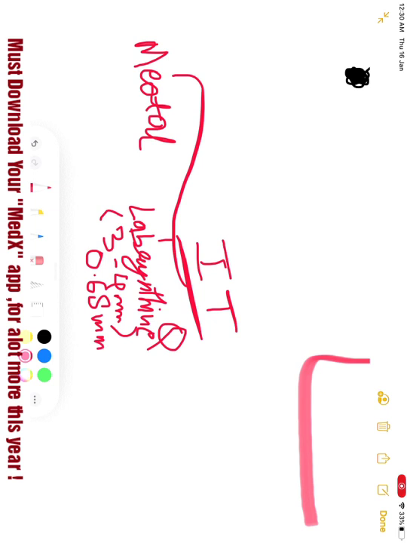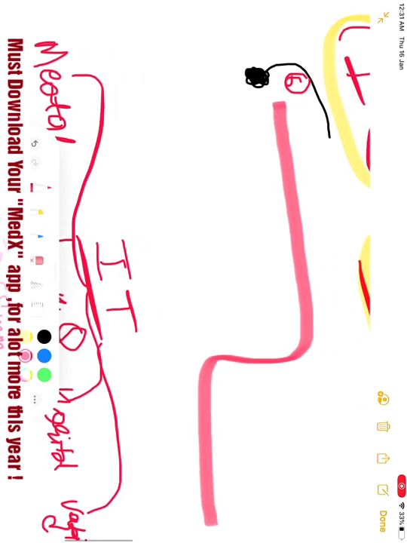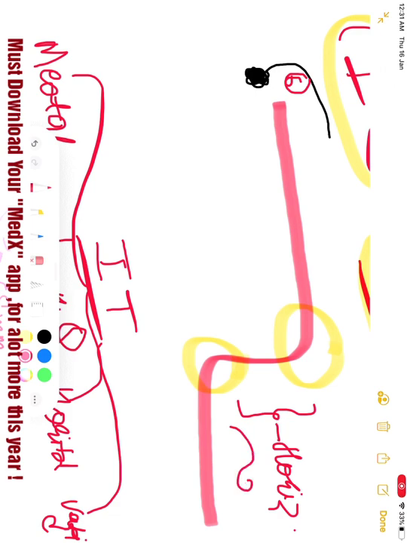So meatal, labyrinthine, and then we have a horizontal segment, that is the tympanic, which travels through the tympanic cavity, and then the vertical or the mastoid. You can see the simple diagram here. This is the first genu, this is the second genu, this forms the vertical part, this forms the horizontal part, and this forms the vertical part, that is the mastoid part.